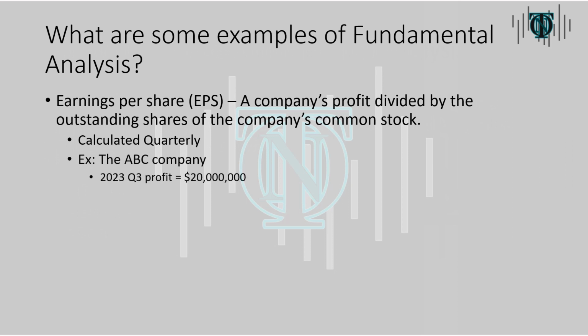Now here's an example of the ABC Company. ABC Company recorded a profit of $20 million. The outstanding shares for the ABC Company is 16 million. So if we go ahead and divide $20 million by 16 million shares, we will get a quarter three earnings per share for the ABC Company of $1.25.